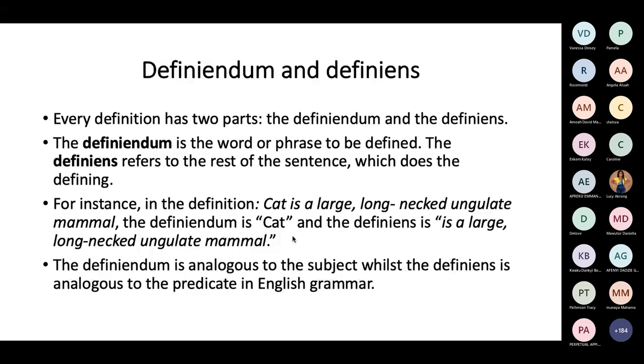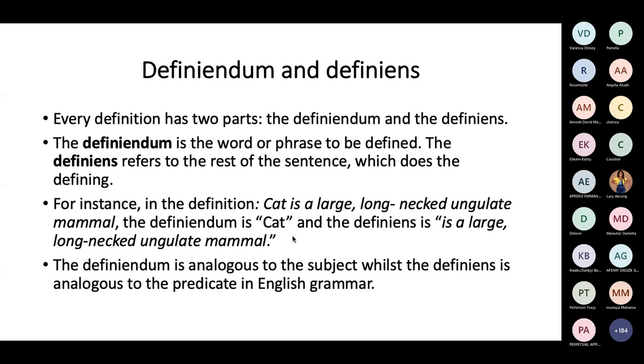Another distinction that is very important for definitions is the distinction between definiendum and definiens. Now, every definition has two parts, the definiendum and the definiens. The definiendum is the word or phrase to be defined. And the definiens refers to the rest of the sentence which does the defining. For instance, in the definition, cat is a large, long-necked, ungulate mammal, the definiendum is cat, and the definiens is a large, long-necked, ungulate mammal.